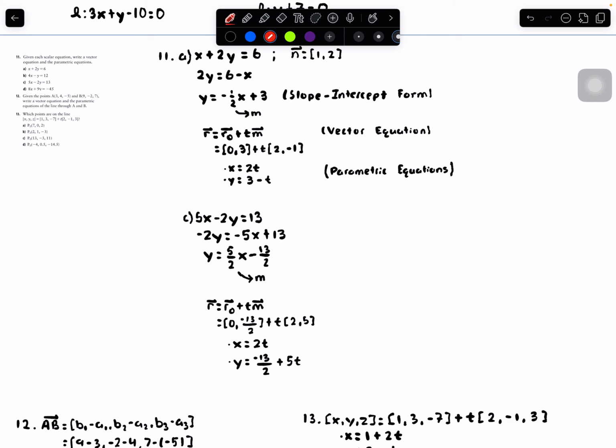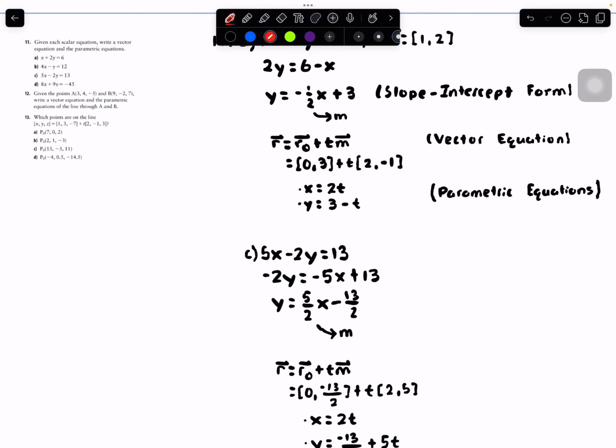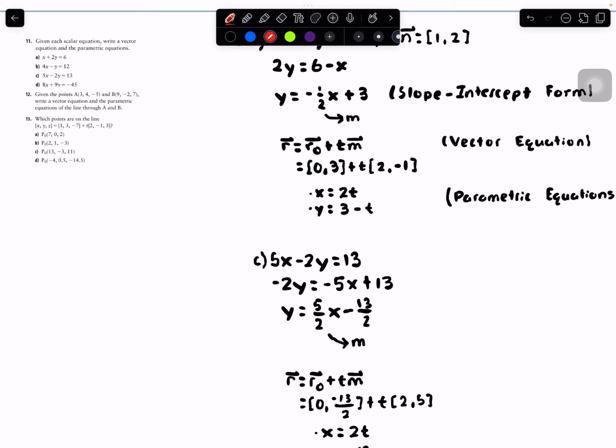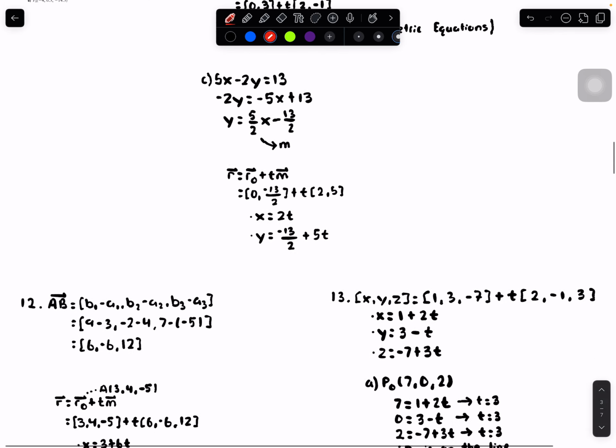Okay, continue on. So we have question 12. Given the points A(3, 4, -5) and B(9, -2, 7), write a vector equation and the parametric equations of the line through AB. Okay, so remember, for a vector equation, we need a direction vector and a point. A way to find a direction vector is if we have 2 points, we can find the vector between them, and that corresponds to the direction vector. But we also need a known point. That's easy. We can just use one of the points that we're given. So that's exactly what I'm going to do.